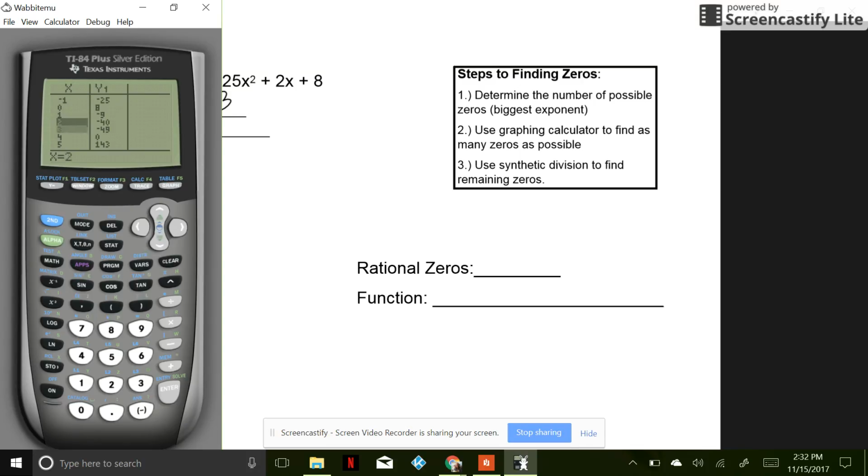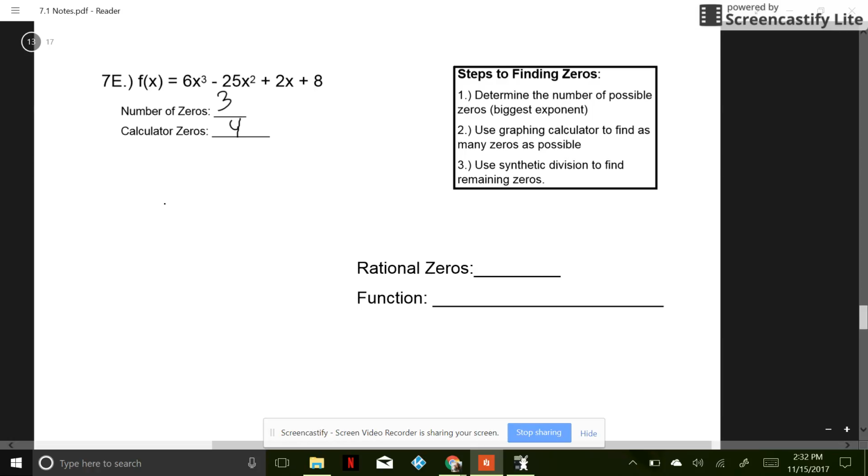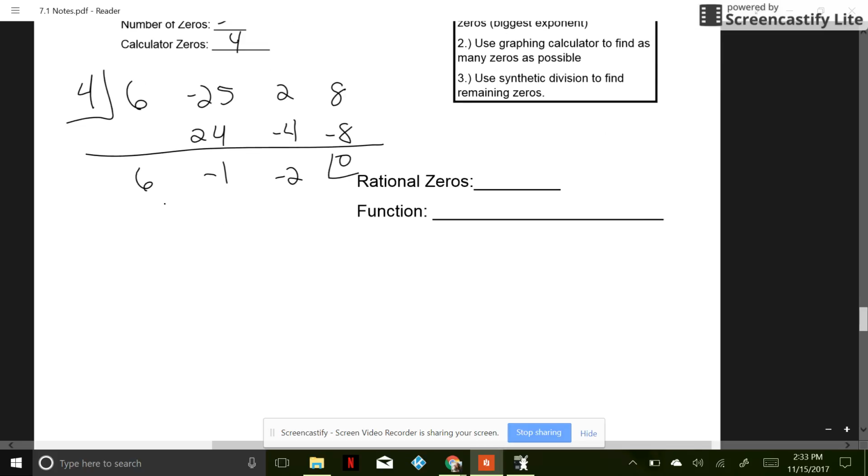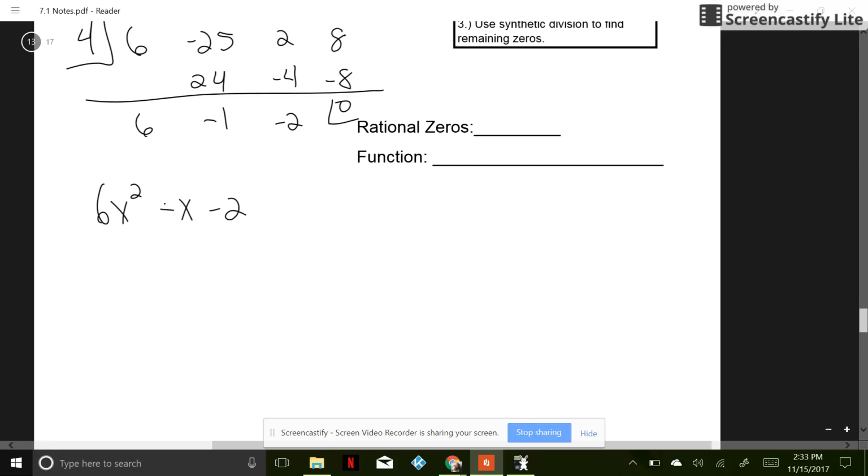Now, unfortunately, there's only actually one we're going to be able to see, which is at 4. So our calculator zero is only at 4. So that's one we have to use when we do some synthetic division here. So we'll have 6, negative 25, 2, and 8. Bring down the 6, multiply to get 24, negative 1, negative 4, add to get negative 2, negative 8, and 0 as we wanted. So this gets us 6x squared minus x minus 2.